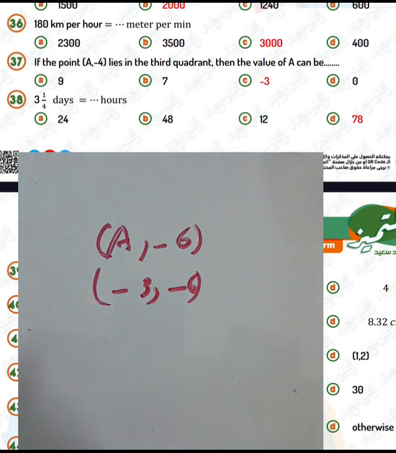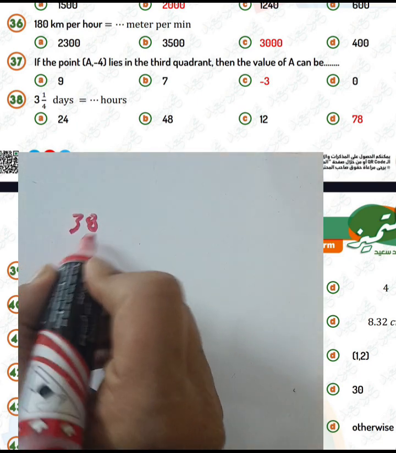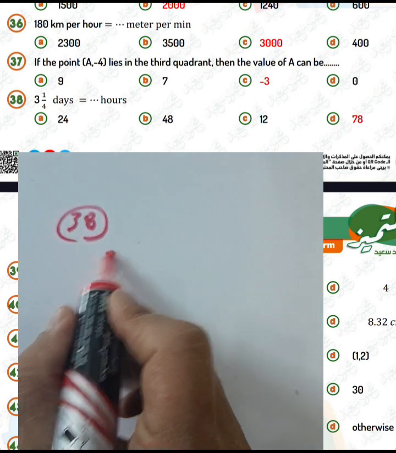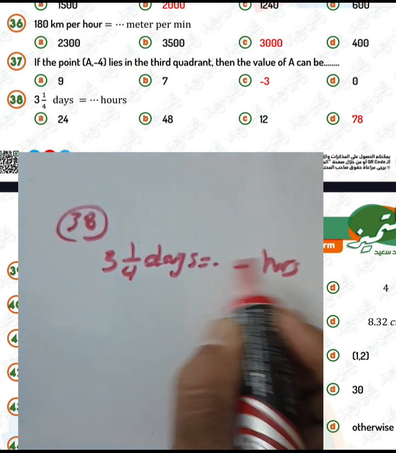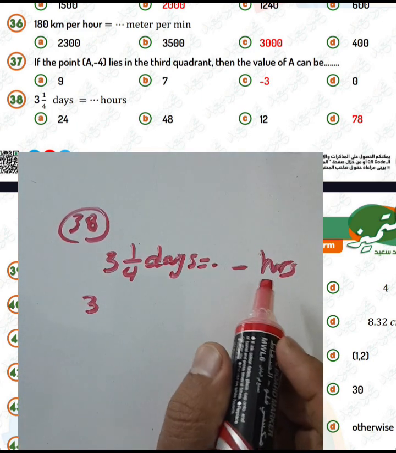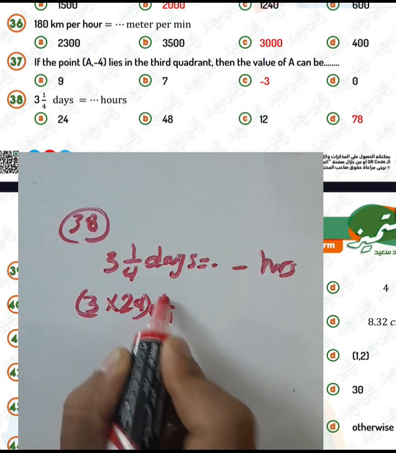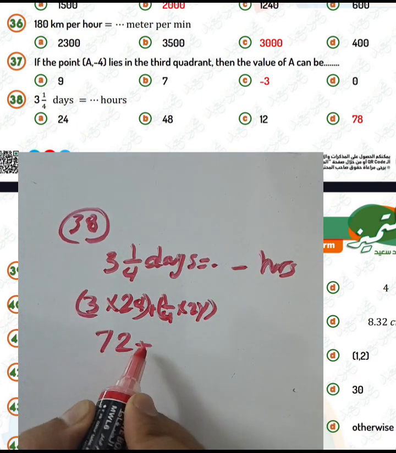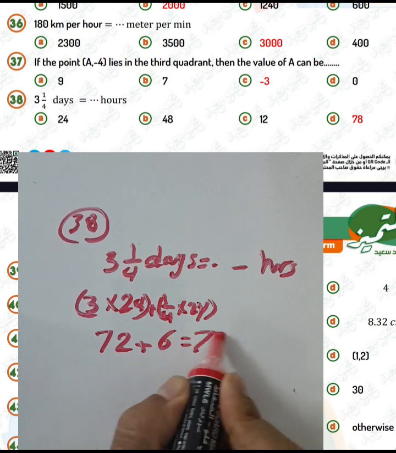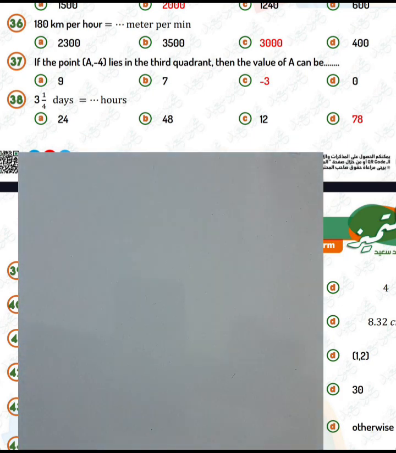Question 38. 3 and 4 days equals what hours. We have 3 and 4 days equals what hours. We know 1 day equals 24 hours. Then 3 days will be 3 times 24 plus 4 days, 4 times 24, and then you can add them. 3 times 24 equals 72 plus 4 times 24 is 96 hours. The result will be 78 hours.